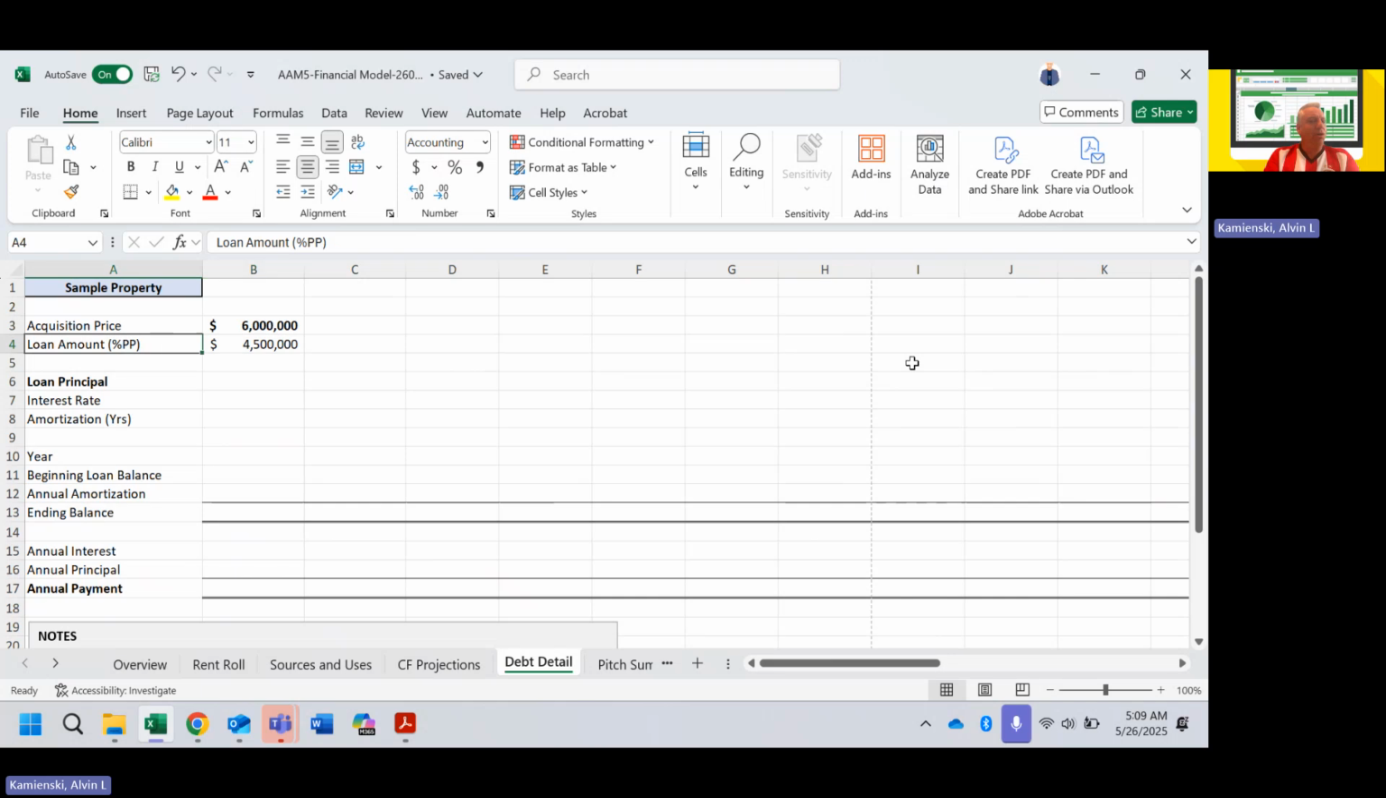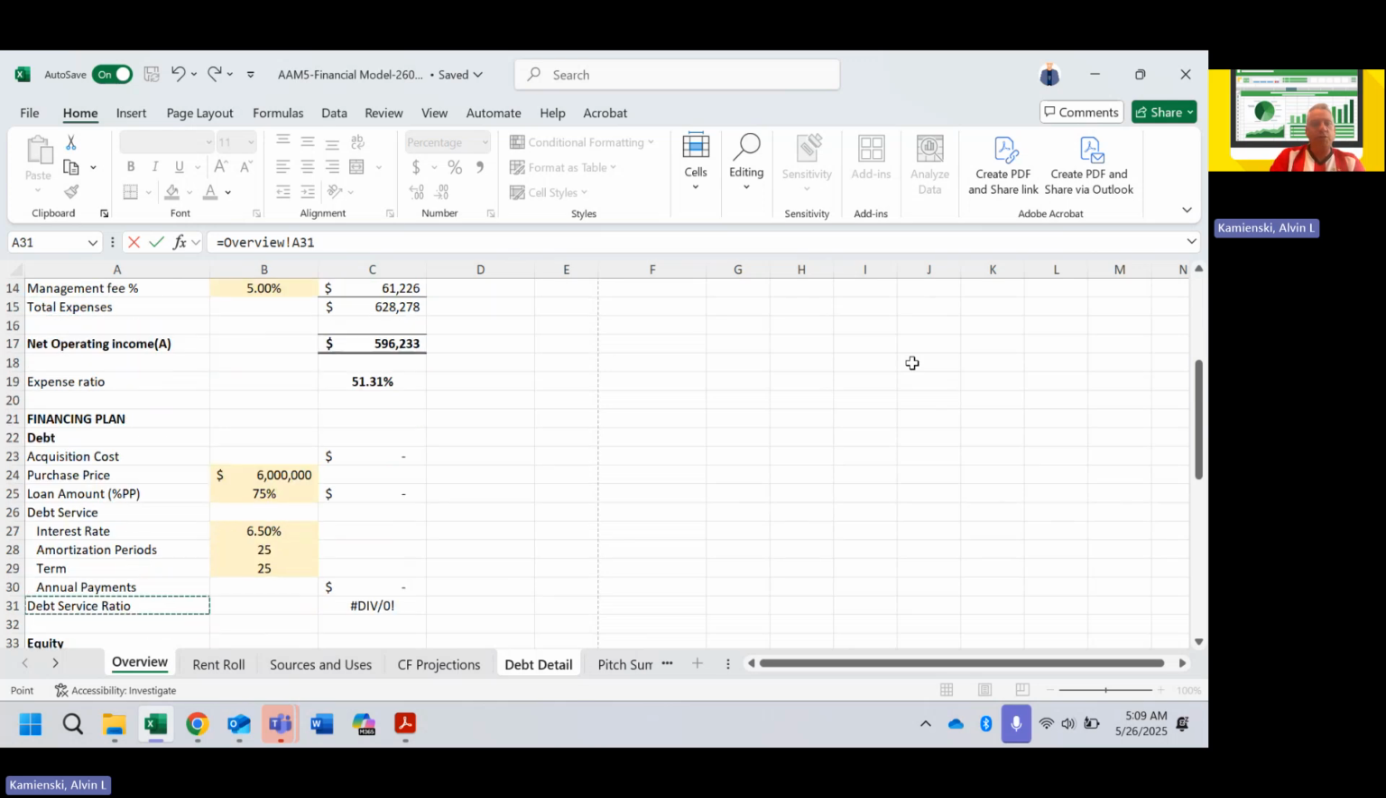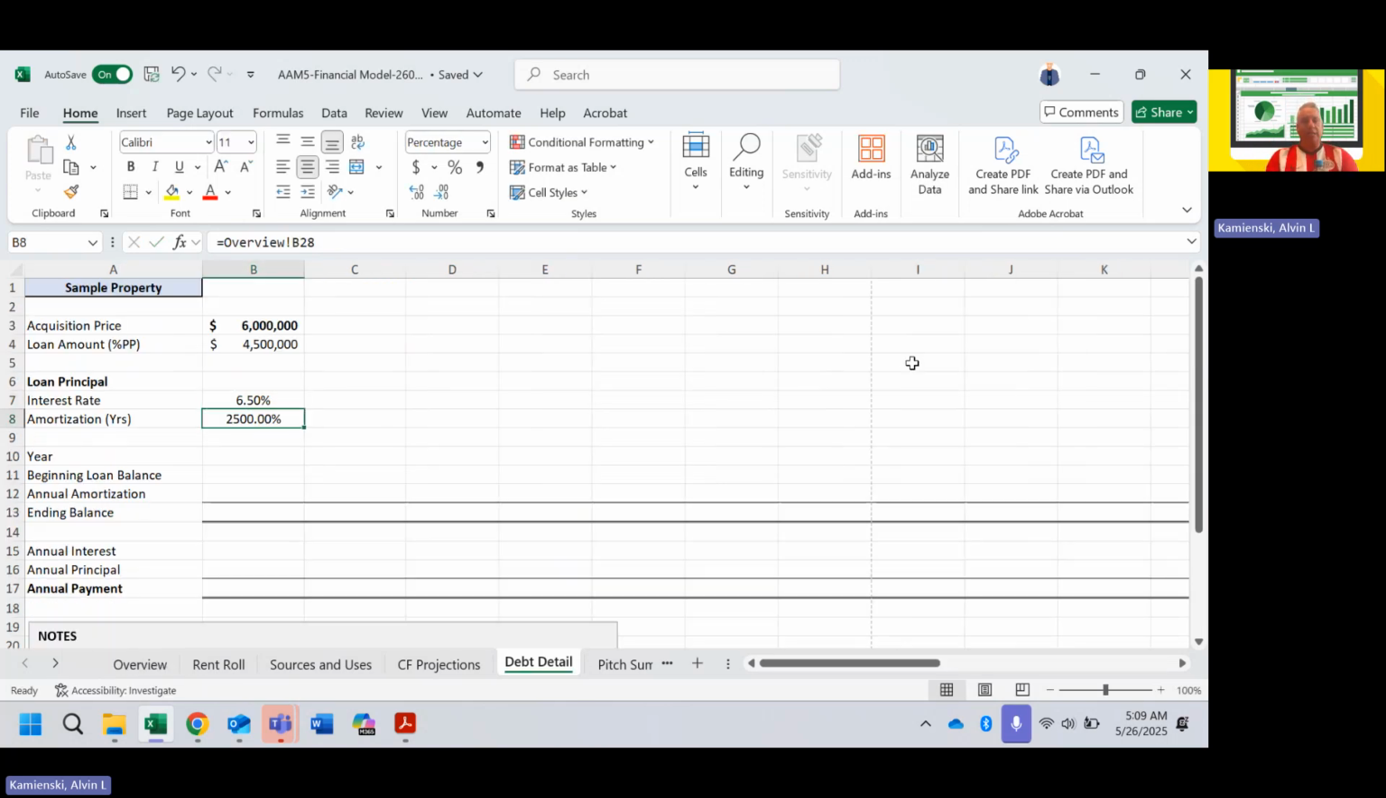Okay, so now the bank will give me 4.5 million. So the interest rate is equals to, off of the overview page, Matt got off the phone with his lender from Midwest, and they said, we'll give you a 6.5% interest rate that we will amortize over 25 years. So I copied and pasted that reference because you make all of your assumptions onto the overview page, then you just pull them in to your subpages.